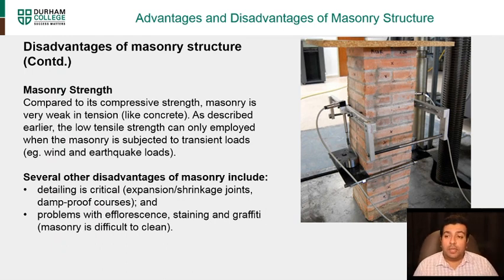Another disadvantage is the strength of masonry. Like concrete, it's good in compressive strength, but weak in tension, so its tensile strength is not that great. It's good for compressive strength, so it's used for pillars, columns and load-bearing walls. In that sense, it's a very useful material, and it functions best that way.